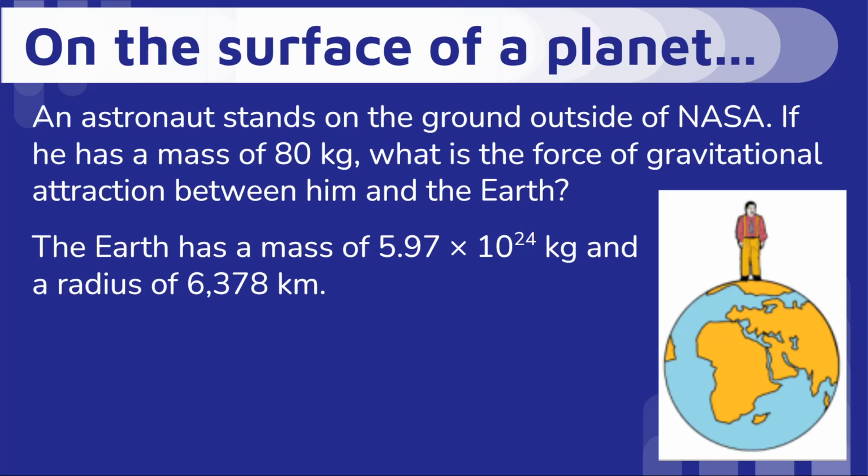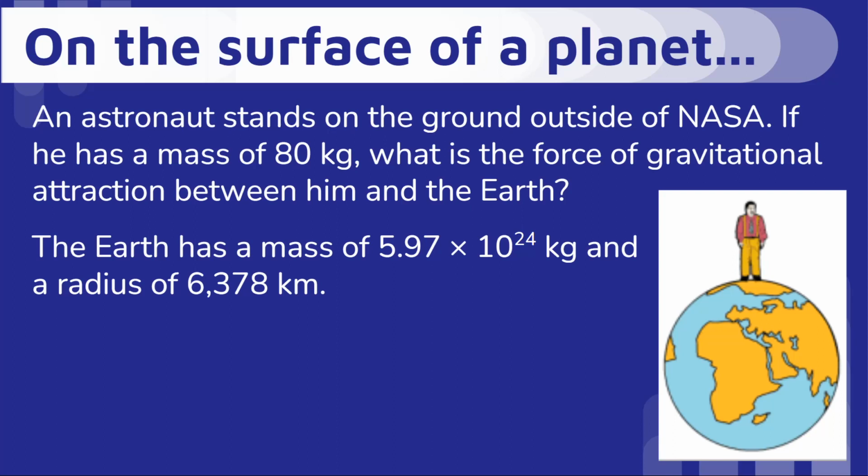Otherwise, we would have, I don't know, really interesting things happening if there was a man that tall. But it says an astronaut stands on the ground outside of NASA. If he has a mass of 80 kilograms, what is the force of gravitational attraction between him and the Earth? The Earth has a mass of 5.97 times 10 to the 24th kilograms and a radius of 6,378 kilometers.